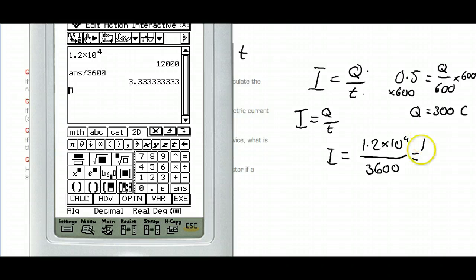Okay, and when we put that into the calculator, we get 12,000 divided by 3,600, which comes out to 3.3 recurring, and this is amps. Okay, let's look at the next one.